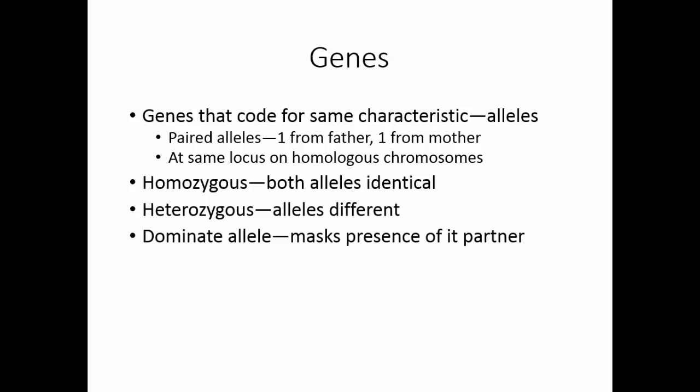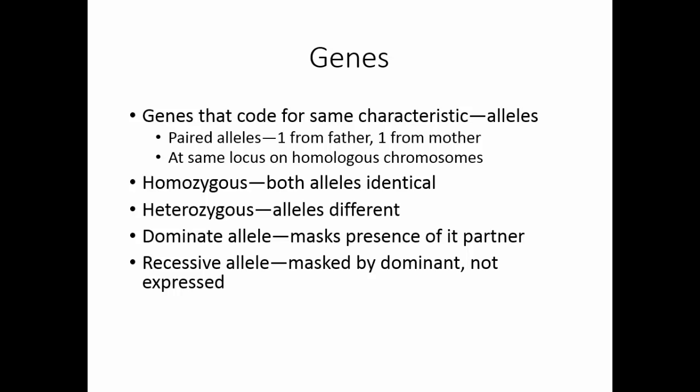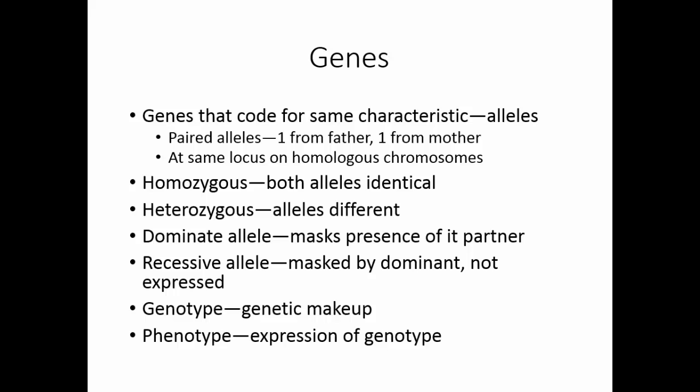A dominant allele will mask the presence of its partner, and the recessive allele is the allele that's masked by the dominant. The recessive allele will not be expressed in the phenotype. The genotype is the genetic makeup of an individual. Do you have two dominant genes for that trait, one dominant gene and one recessive, two recessive? That's your genotype. Your phenotype is the expression of your genotype. It's what you look like. It's what you can do. Your genotype would be two dominant genes or one dominant, one recessive gene. Your phenotype would be you display the dominant characteristic.